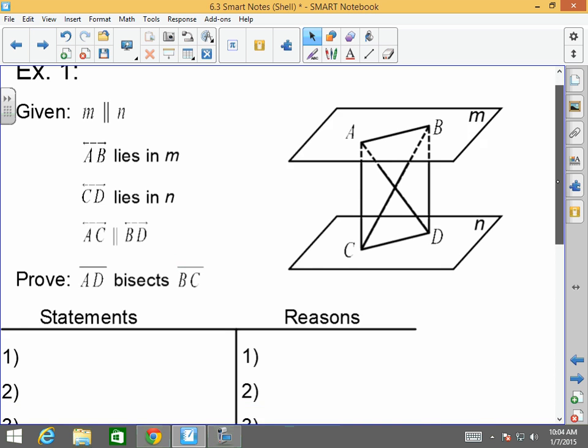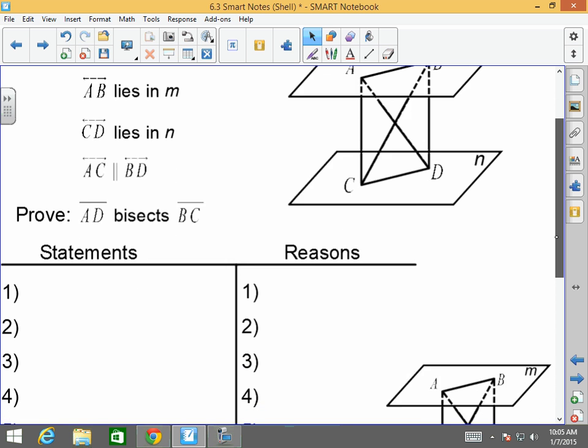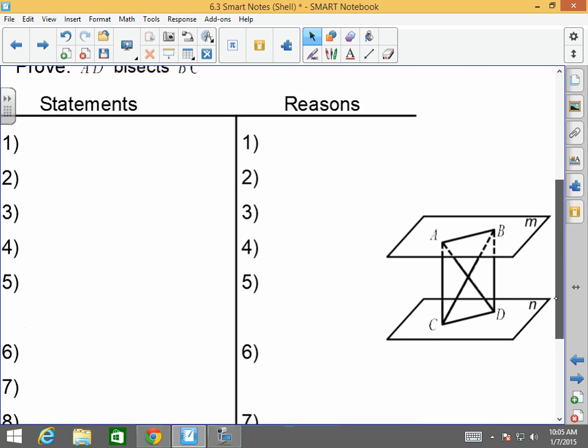So in this particular case, given is that plane M is parallel to N. Like I had stated before, they're always going to tell you that they're parallel. AB lies in plane M. CD lies in plane N. And AC is parallel to BD. They want to prove that AD bisects BC. So, let's go ahead and start our proof up.